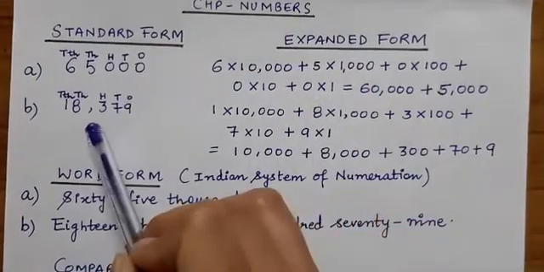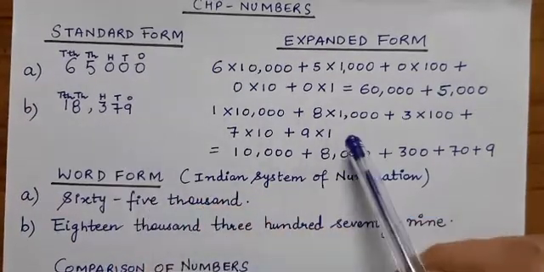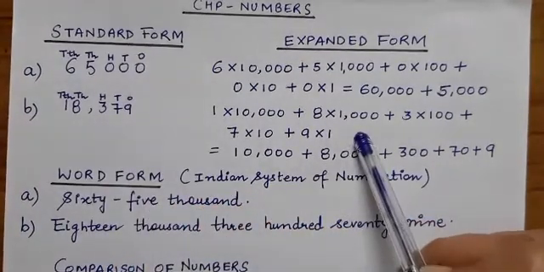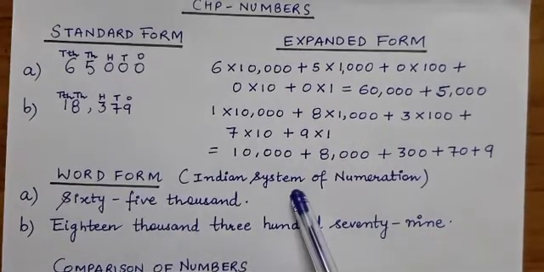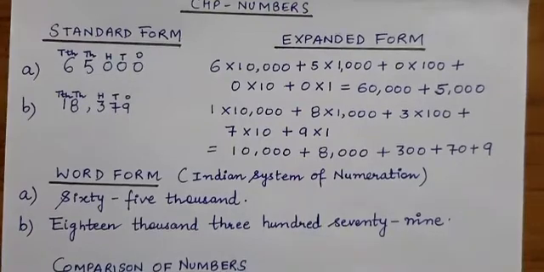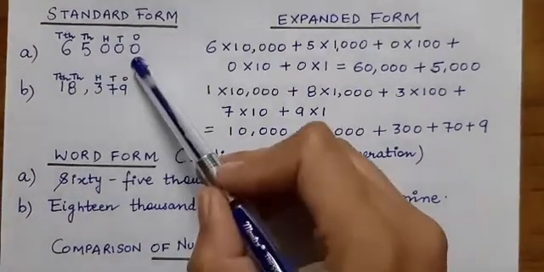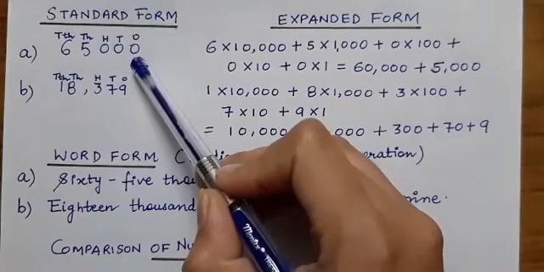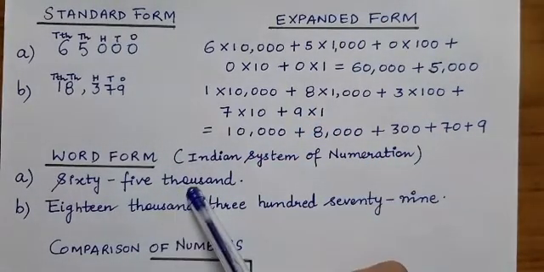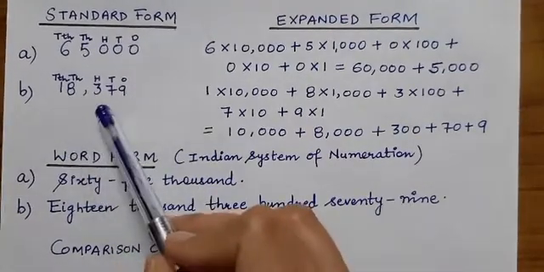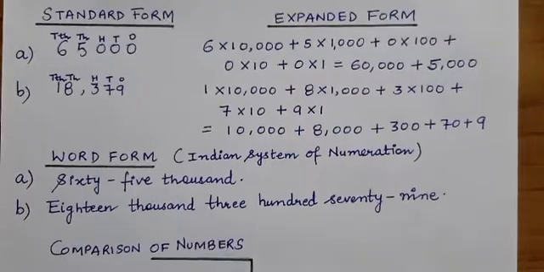I have taken one more example over here, 18,379. This is the standard form. Next is the word form. I am considering the Indian system of numeration over here. So the first number, 65,000, can be written in words as sixty-five thousand. Next is 18,379, which is written in the form of words.